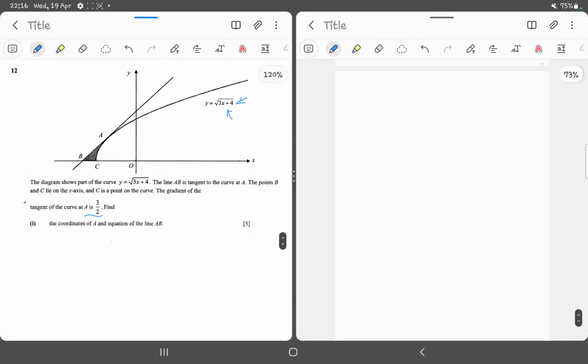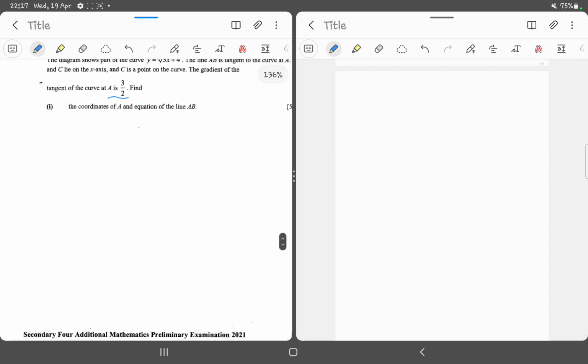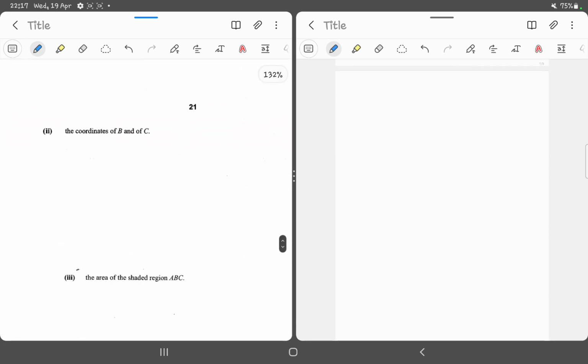Let's move on to 12 part ii, but before that, let me write down the coordinates of point A, which is (minus 1, 1). So here will be minus 1, and here will be 1. Later we will need this, so I'm labeling it in the diagram so that it will be easier for the last part of the question. Find the coordinates of B and of C.